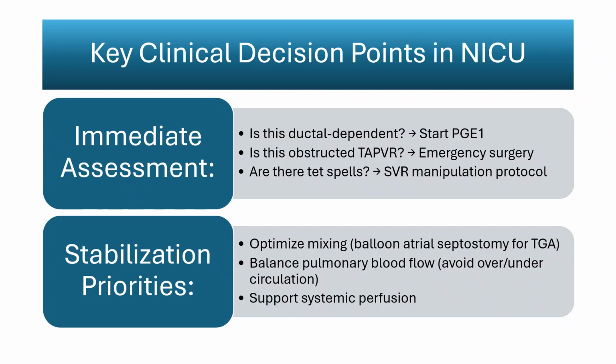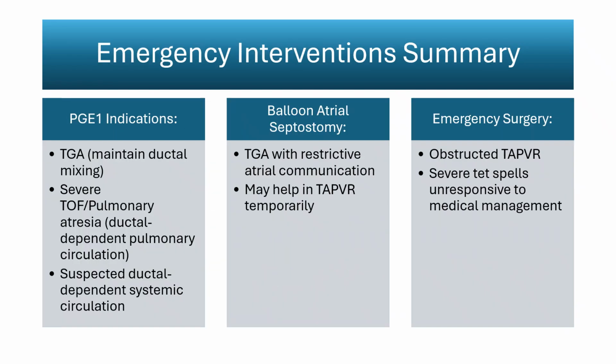Once these life-threatening conditions are identified and addressed, attention shifts to stabilization strategies. Balloon atrial septostomy may be required in transposition with restrictive atrial communication to optimize mixing. Careful balance of pulmonary and systemic blood flow is needed, since both undercirculation and overcirculation worsen outcomes. At the same time, systemic perfusion must be supported to prevent shock and end organ injury. These decision points frame the initial hours of care, determining whether an infant survives to reach definitive surgical repair.